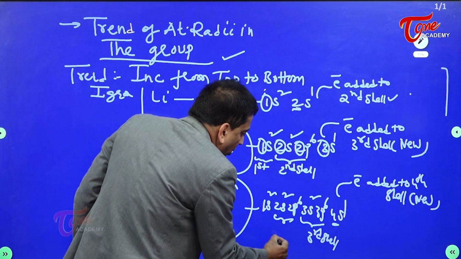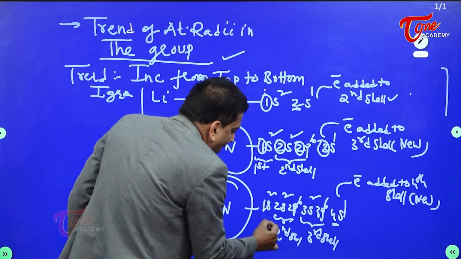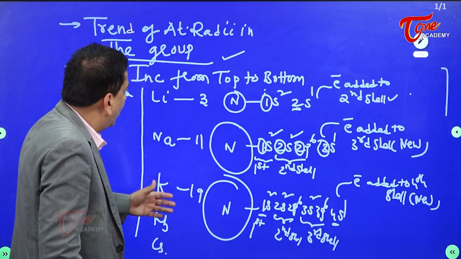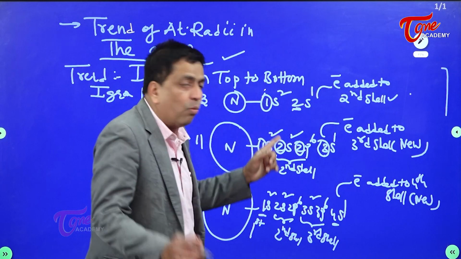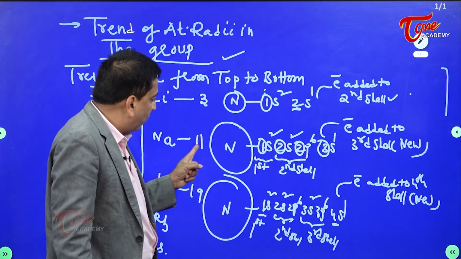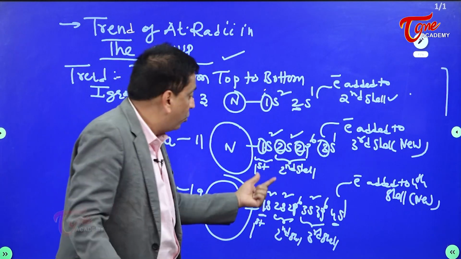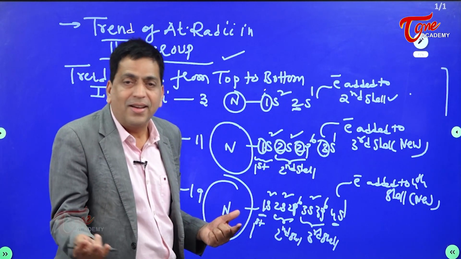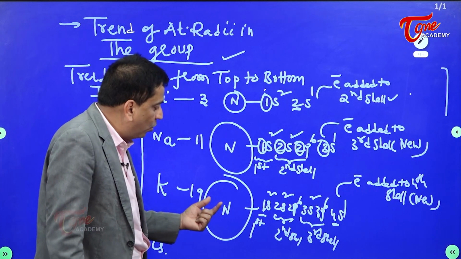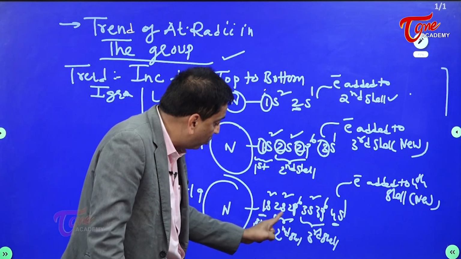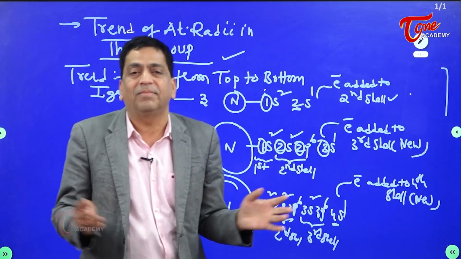This is the second shell, and this is the first shell. So from the beginning, between the nucleus and the second shell, you have one extra shell. In the case of sodium, between the nucleus and the third shell, you have two more shells, the second shell and the first shell. And in the case of potassium, between the nucleus and the outermost shell, you have three shells: the third shell, the second shell, and the first shell.